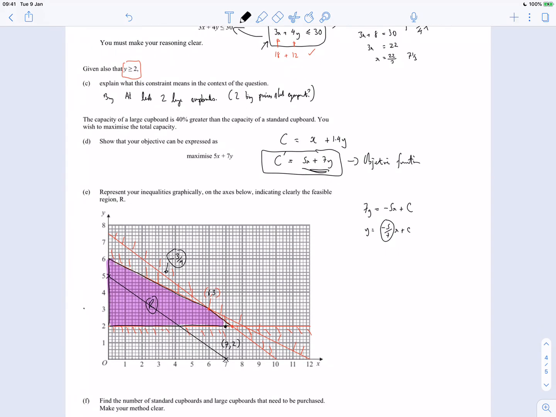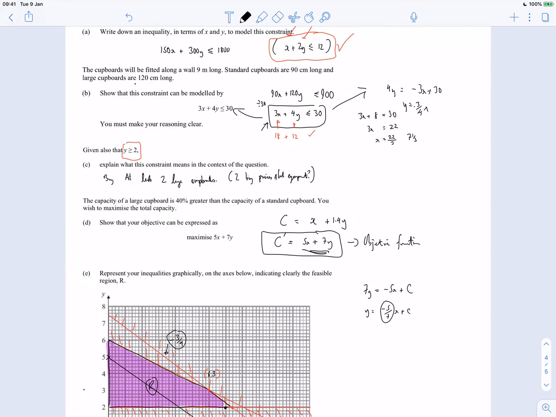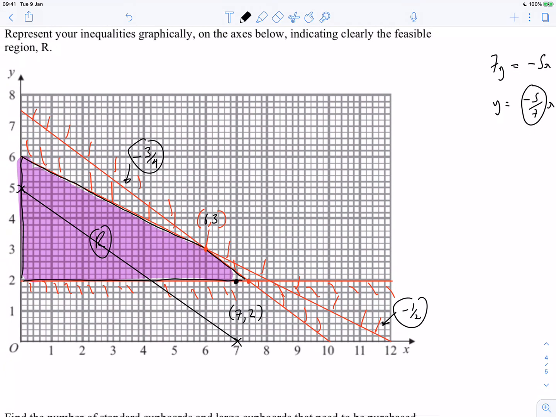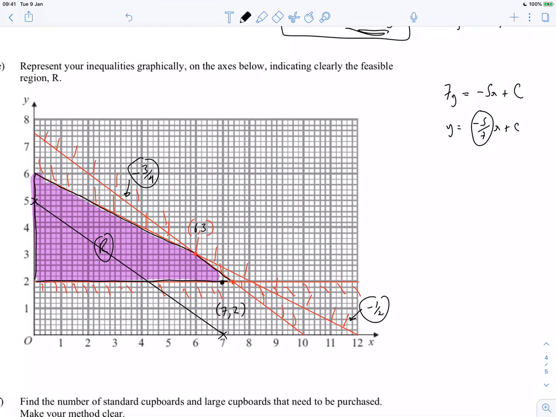And the other line, well, that's just going to be minus half, isn't it? A steeper one. No, it's not so steep. This one's going to be minus a half. So what's going to happen is, because my gradient is minus 5/7, okay, that's fairly steep. So which one is it going to hit first?